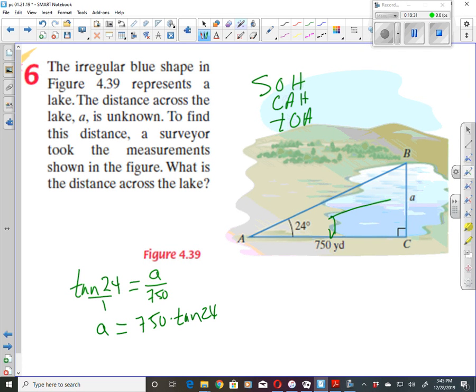We're going to plug that into a calculator. They didn't tell us what to round to, but if we round to the nearest yard, it turns out to be approximately 334 yards.